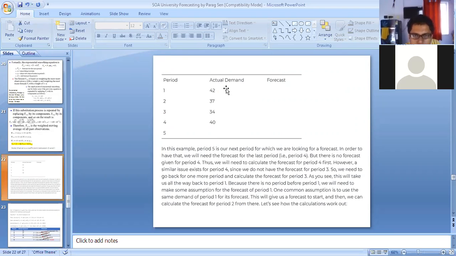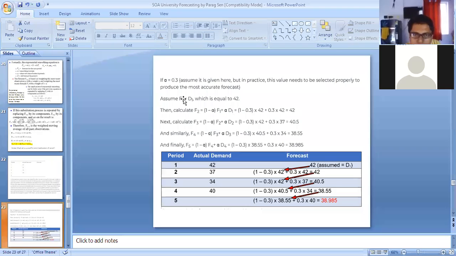Now using the exponential smoothing method, how can you forecast it? Here, the rule we generally use is that we consider the first value, assume F1 is equal to D1. Suppose alpha is equal to 0.3. In the first case, you will assume that your forecasted demand will be equal to the actual demand. So you put here 42.